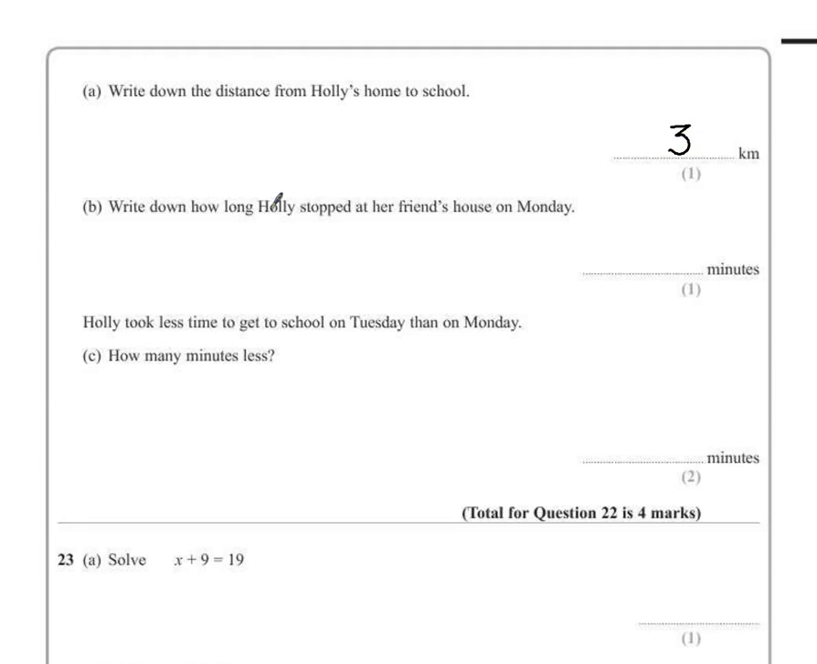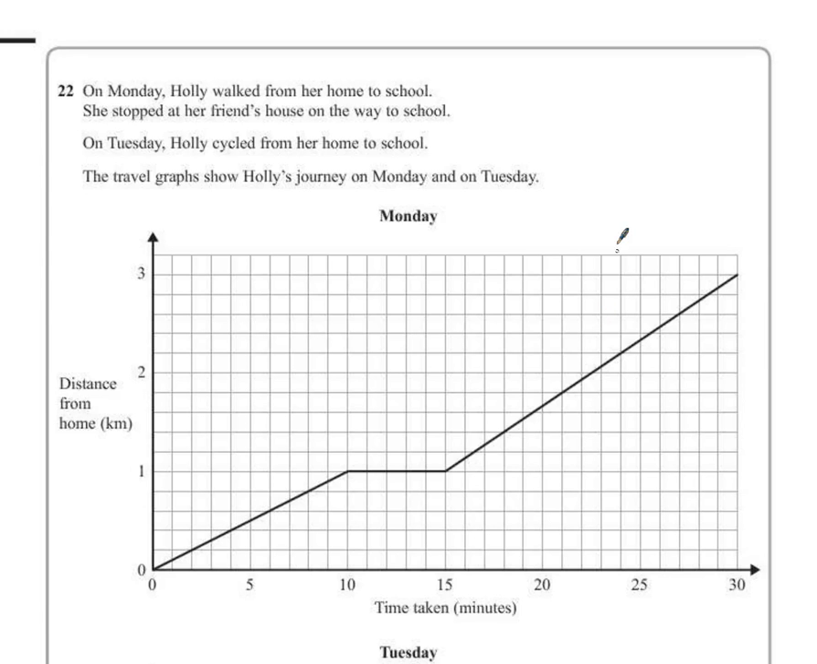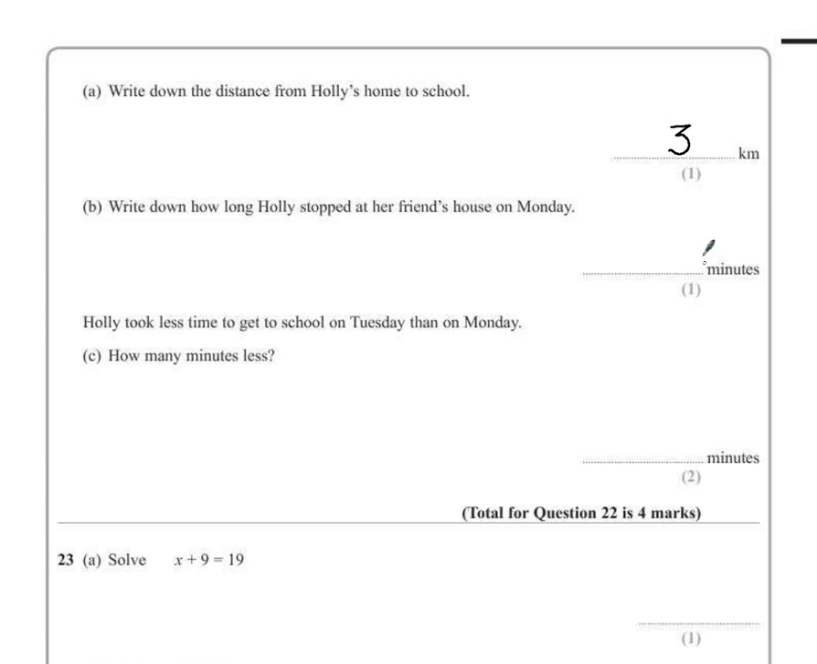Part B, write down how long Holly stopped at her friend's house on Monday, and we're looking for this in minutes. So the section where the line changes into this flat part is where she stopped. She's not making any distance travelled away from home. So between 10 minutes and 15 minutes she's at her friend's house, and that's only 5 minutes.